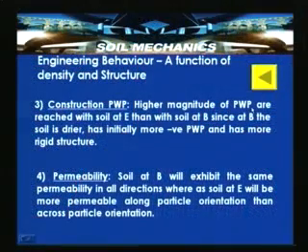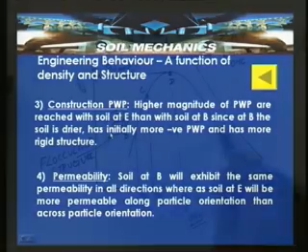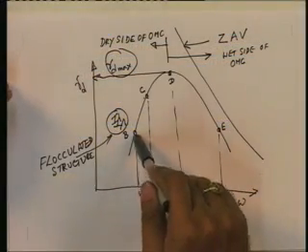So, with that, what will happen is that it has a more rigid structure. So, higher magnitude of pore water pressure is reached at soil E than with soil at B, since at B the soil is drier and has initially negative pore water pressure and has a more rigid structure. So, the construction pore water pressures are more at point E than at point B.